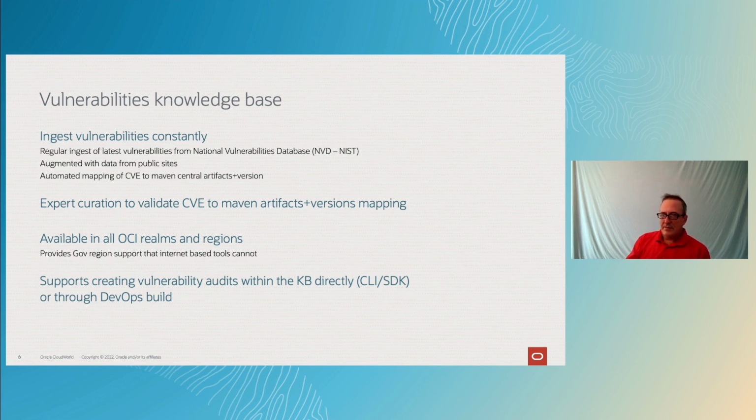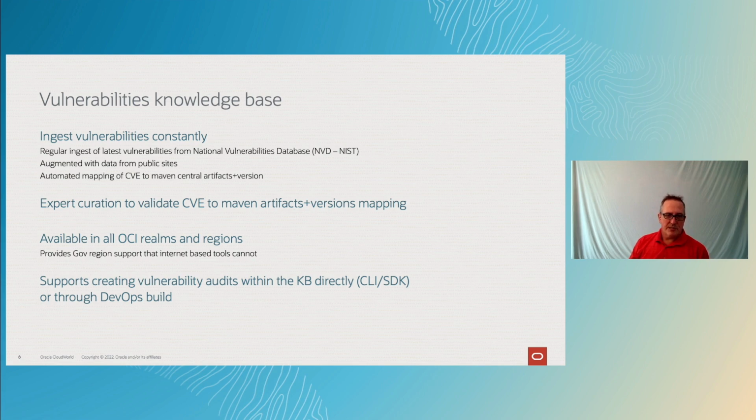Now, that process needs to be done because not all NVD data gives us the specific information about which artifacts from Maven Central are exposed to which vulnerabilities. So some transformation has to happen there.